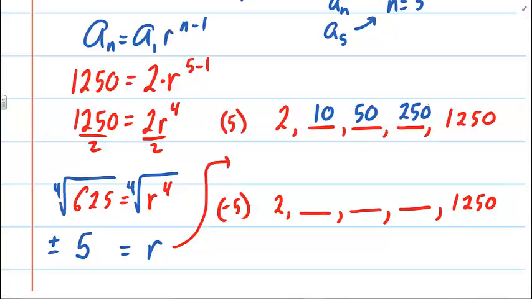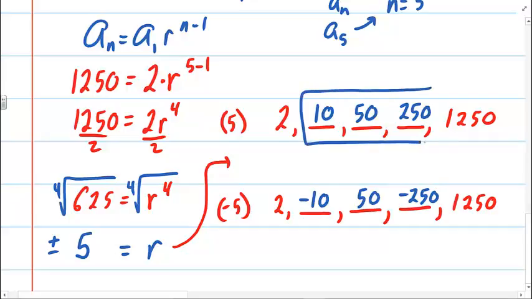On the bottom, take it times negative 5. 2 times negative 5 is negative 10. Times negative 5 is positive 50. Times negative 5 is negative 250. And then times negative 5 again is going to be positive 1,250.